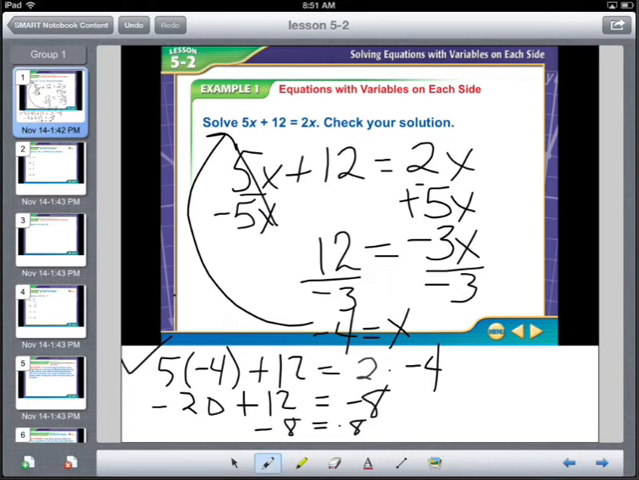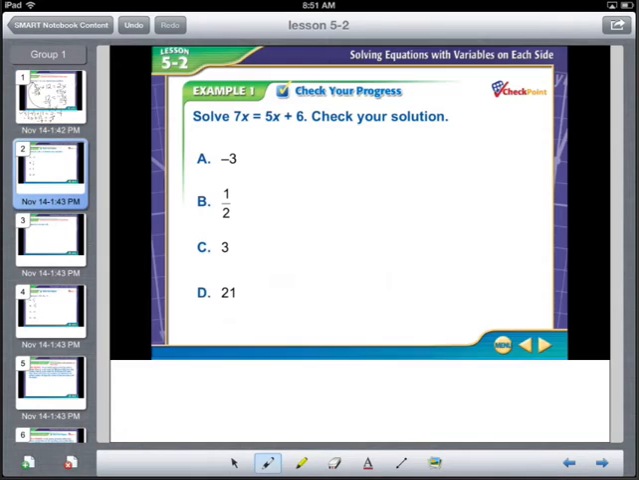Okay? All right, look at another example. Here we go. 7x equals 5x plus 6. Again, I want to get the variable by itself, but it's on both sides of the equation. So what do I do? I can move one to the other side. In this case, I'm going to do it by subtracting 5x from both sides.